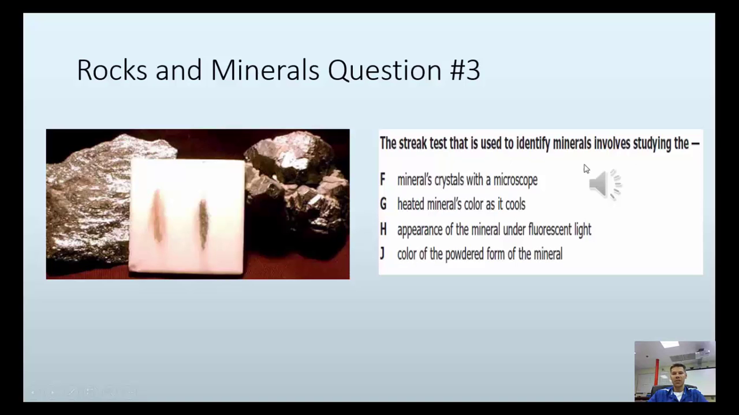So the streak test that's used to identify the mineral involves mineral crystals with a microscope? No. Heated mineral color as it cools? No. Appearance of the mineral under a fluorescent light? No. Or the color of the powder form of the mineral? And the answer is J.